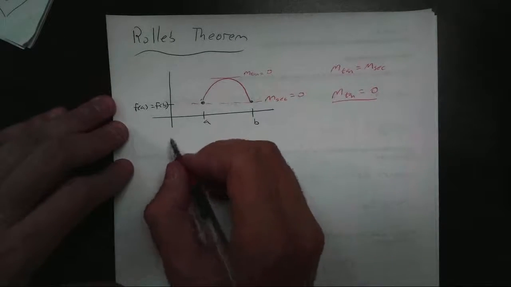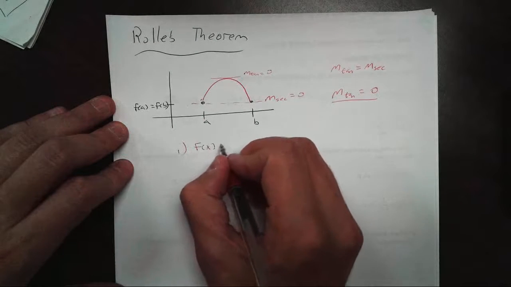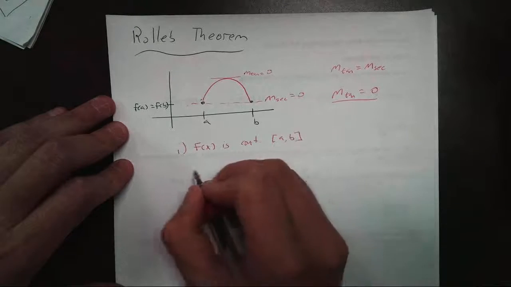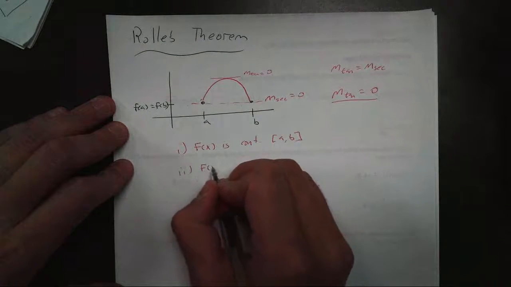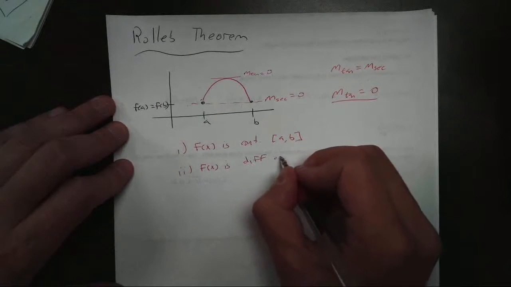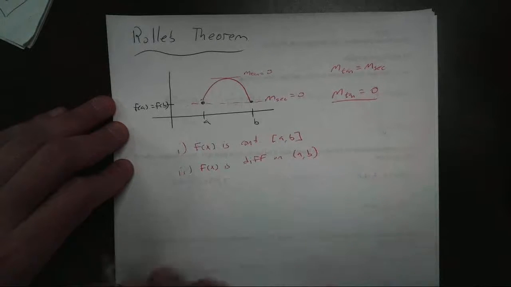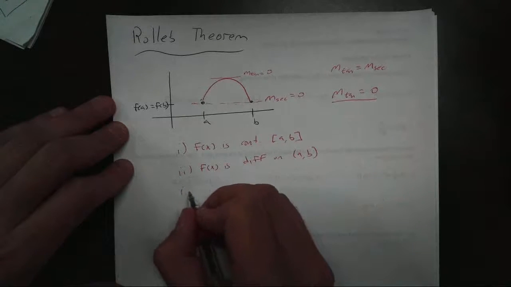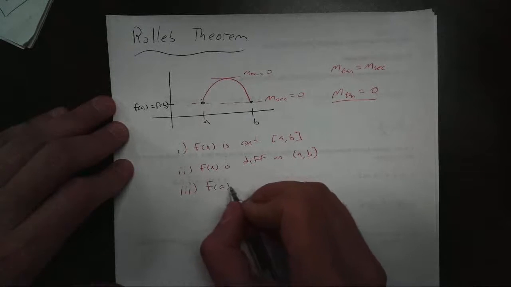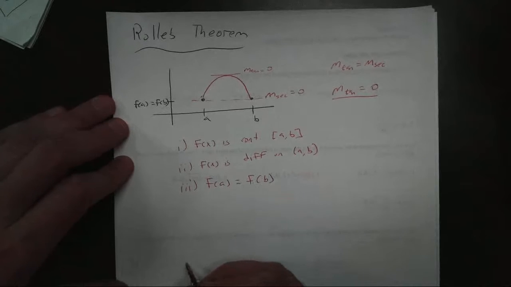So, kind of like MVT, we first have to state that the function is continuous on the closed interval a to b. Then we have to state that the function is also differentiable, so again, it's just like MVT, on the open interval a to b. And if that's true, we actually have a third step for Rolle's. This is the difference between MVT and Rolle's. In Rolle's, we have to say that the end values are the same. f of b has to equal f of a.